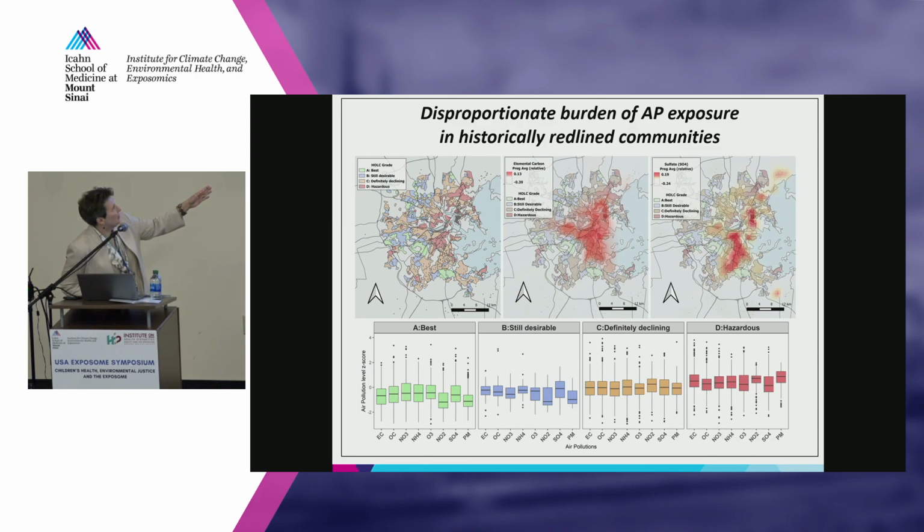Blue purple is still desirable. In the orangish, it's definitely declining or starting to decline. And the red is the hazardous. This is where they did not want to make loans and disinvested in these communities for years and years and decades. And that's this redlining policy, and that's why that's in red.